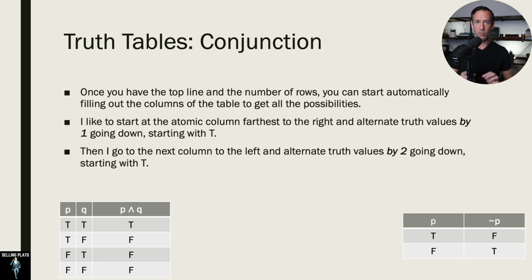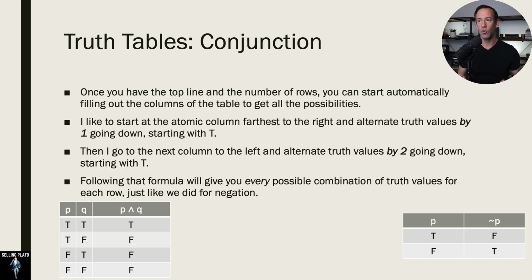Then I go to the column to the left of that column that I started with. In this case, that's the P column. And then I'm going to alternate truth values by 2 going down. You'll see why. So I start under Q, alternate by 1. I move 1 column over to the left, and then I alternate truth values by 2 going down, starting with T. So look under P right there. I start with T, and I do another T because I'm alternating by 2 here. So T, T, that's 2. And then I alternate another 2, false, false. And so now that column is done.